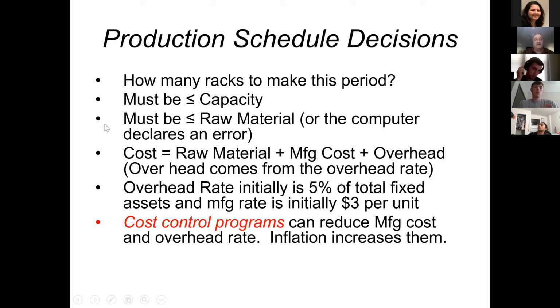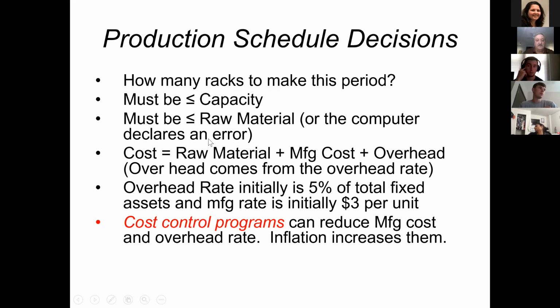You also have to have raw material on hand, right? If you want to build 1,000 CD racks, you've got to have 1,000 units of raw material on hand. So you better buy that raw material too, right? So the number of units you make has to be less than your capacity, and less than the number of raw materials you have on hand.